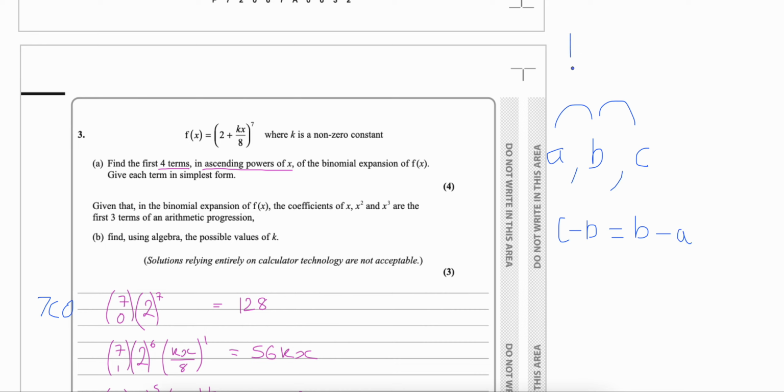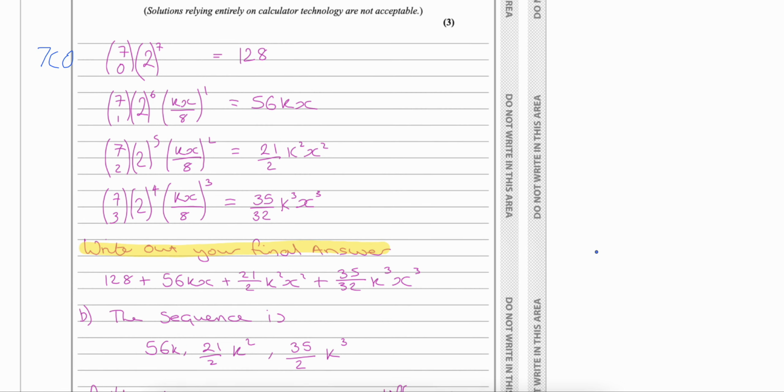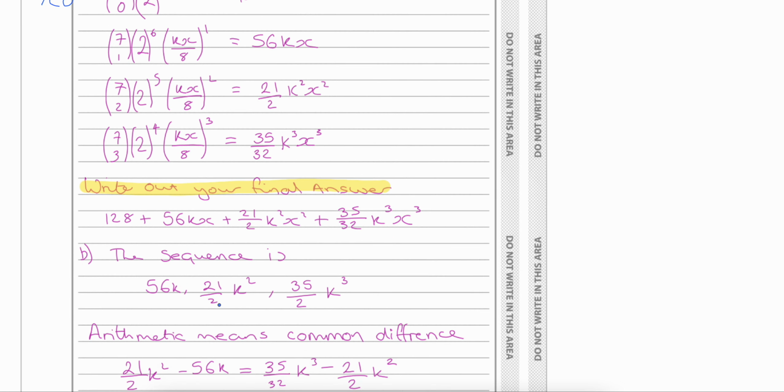So let's say we had 1, 5, and 9. We can see here that 9 minus 5 is 4, but also 5 minus 1 is 4. And we're setting this up using our three terms here. 56k from here, 21k squared over 2, and 35k cubed over 32. Oh, there's a typo there. That should be 32.